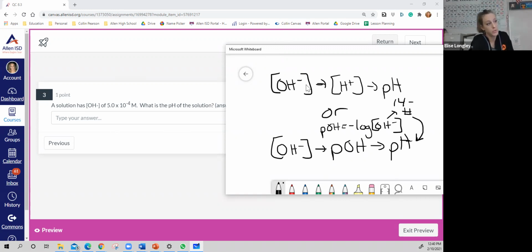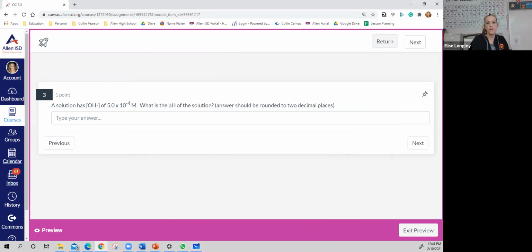Or if you did this, you would use that 1 times 10 to the negative 14 again, right? Divide off the OH minus, and that would give you the H plus, which we know the pH is equal to the negative log of H plus. So either way, it's a two-stepper. Does that make sense? Is this what you were doing before, or are we kind of lost in the middle?